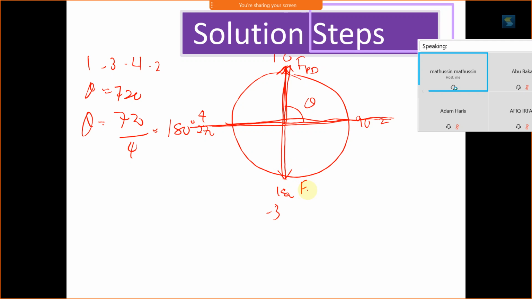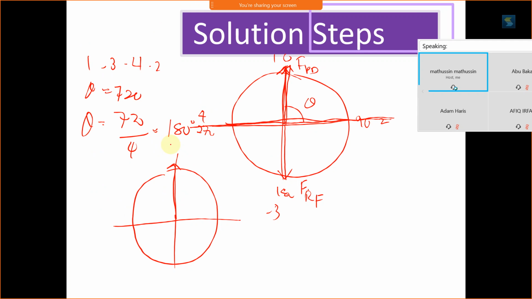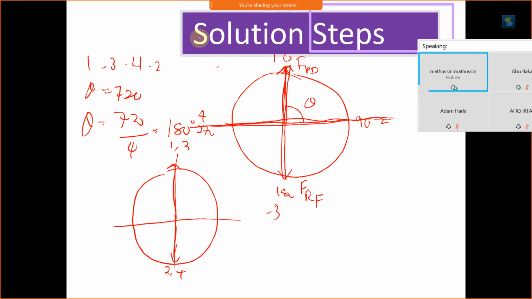This is for the reverse force. Alright, untuk nombor 2. Untuk nombor 3 pula, cylinder line pun dekat sini kan, so dia akan sama lah. So bila kita buat untuk primary reverse force, dia should be dekat atas ni, 1, 3, kat bawah mesti 2, 4. Macam itulah lebih kurang. Okay, ni untuk primary direct force. This is primary direct force, and this one primary reverse force. Okay, FPR dan FPD itu adalah yang primary.